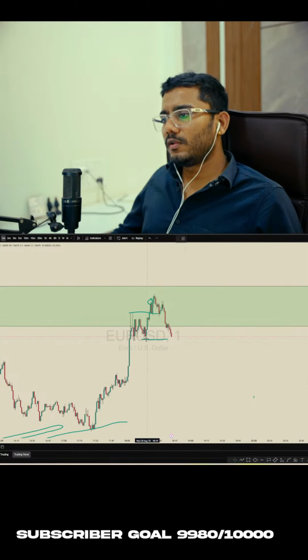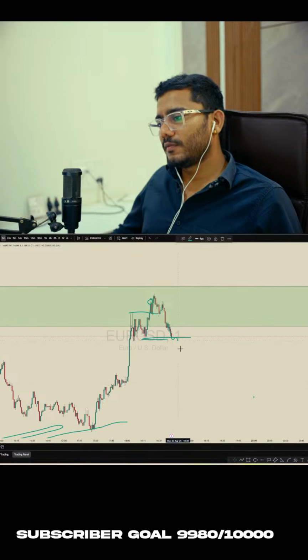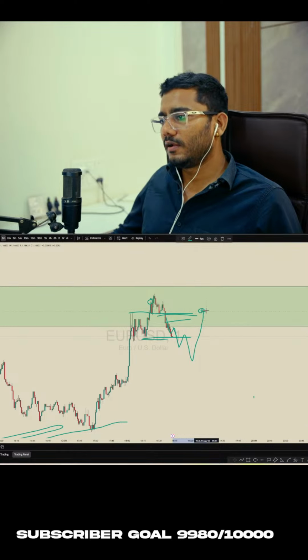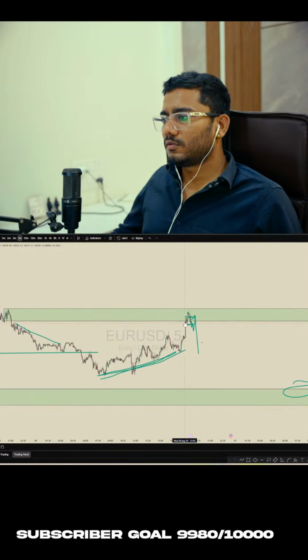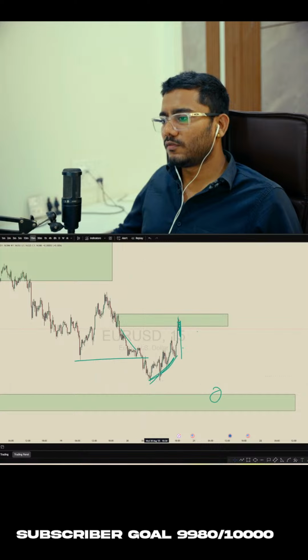So you can go after this structure break here, or you can look for a change of pattern. Right now, we have this imbalance, and we have this order block where price can create liquidity and tap this order block. So in this liquidity, it should tap this order block and it can continue. So you can target the next low. We have this liquidity also. We have this trend line liquidity.